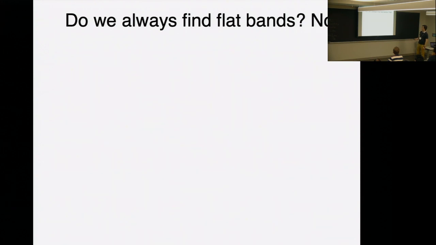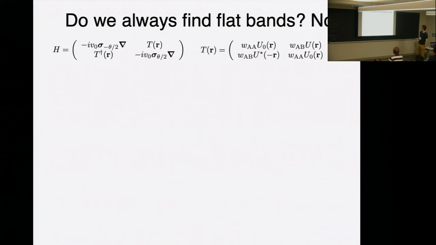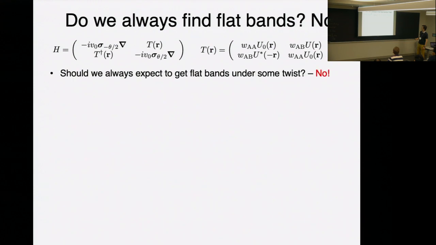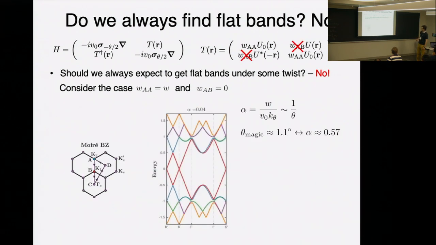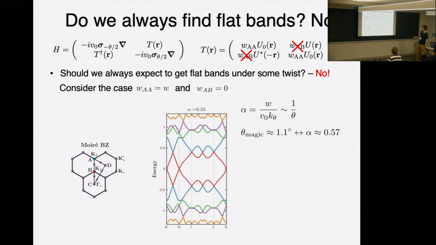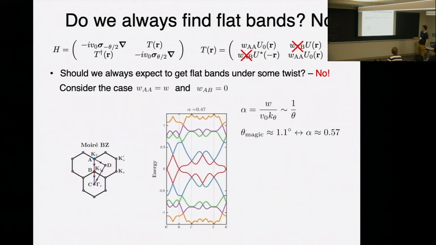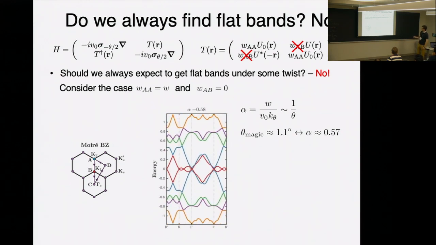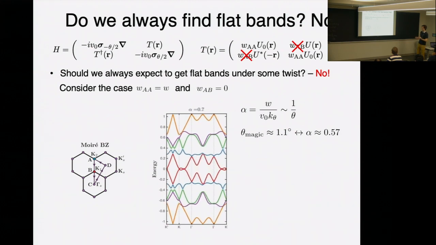People usually estimate the angle at which the flat band can form. This is just a necessary condition. If we take an angular velocity, basically the Dirac velocity divided by the moiré length, and equate it with the hybridization energy, it gives a very good estimate. But do we always find flat bands for this type of model if we twist it? And the answer is no.